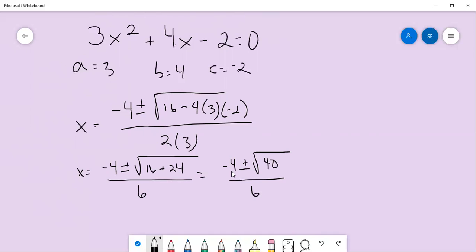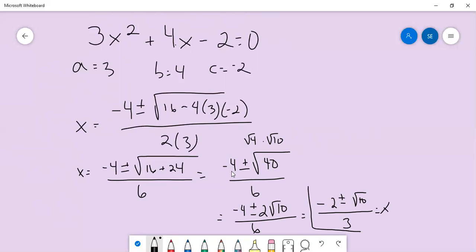Now 40 is not a perfect square, so we're going to end up with a radical expression, but we can simplify this a little bit further. We can write this 40 as the square root of 4 times the square root of 10. And the square root of 4 is 2. So this becomes negative 4 plus or minus 2 square roots of 10 over 6. And one more step to simplify this as far as we can. We're going to divide everything by 2. 4 divided by 2 is 2, plus or minus 2 divided by 2 is 1, so we just have square root of 10. 6 divided by 2 is 3. This is equal to x.